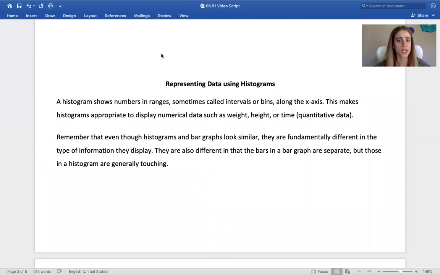So a histogram shows numbers in ranges. Sometimes they're called intervals along the x-axis. This makes histograms appropriate to display numerical data such as weight, height, or time. These are all examples of quantitative data. One of the reasons for that is it's an interval, because if we're talking about weight, your weight can fluctuate within the day, all right? It can fluctuate by either a decimal point or by a whole number.